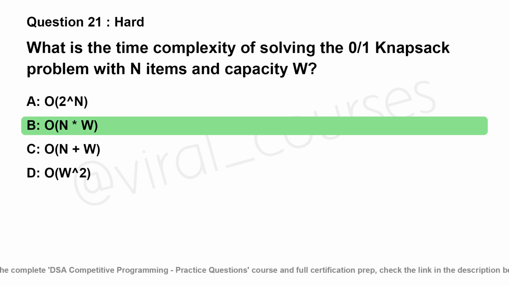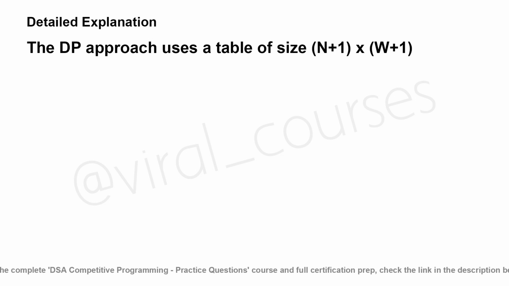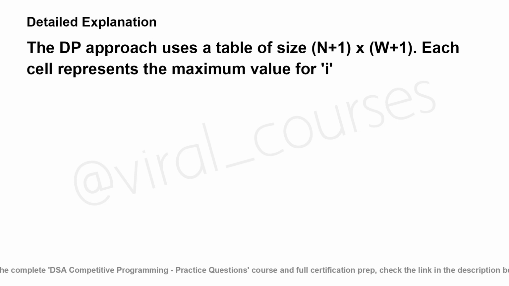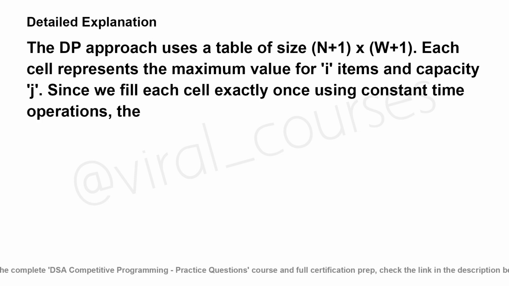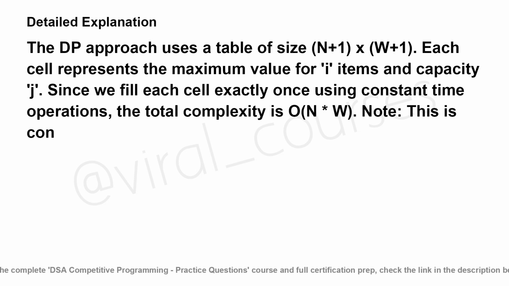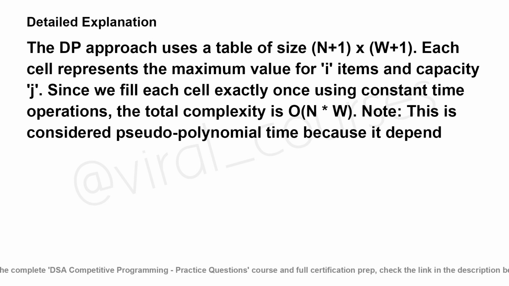The correct answer is B. The DP approach uses a table of size (n + 1) x (W + 1). Each cell represents the maximum value for i items in capacity j. Since we fill each cell exactly once using constant time operations, the total complexity is O(n * W). Note: this is considered pseudo-polynomial time because it depends on the value of W.